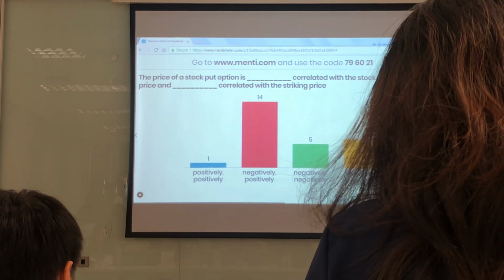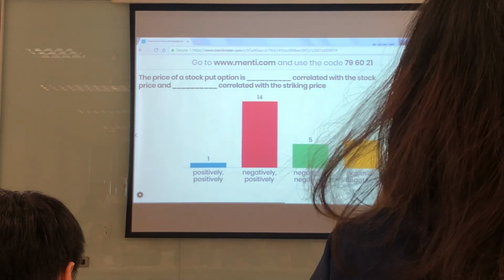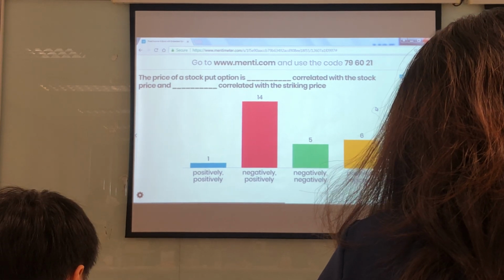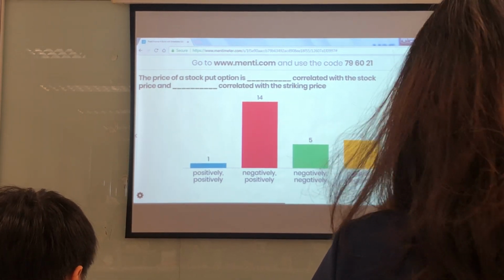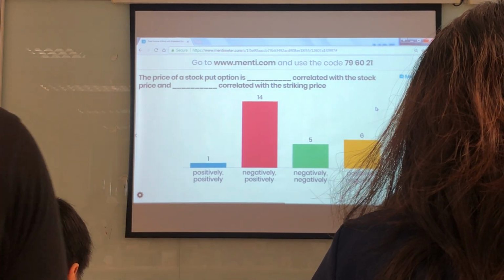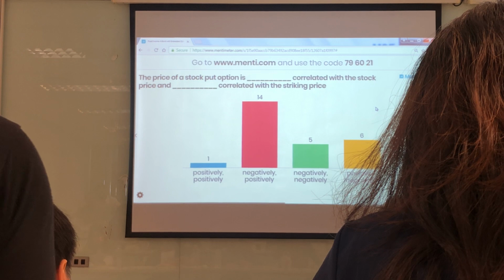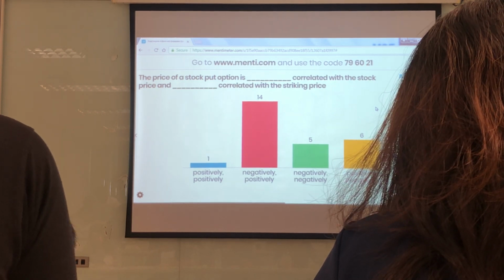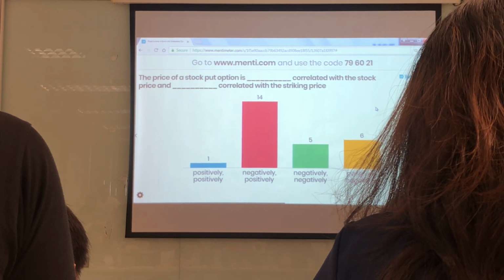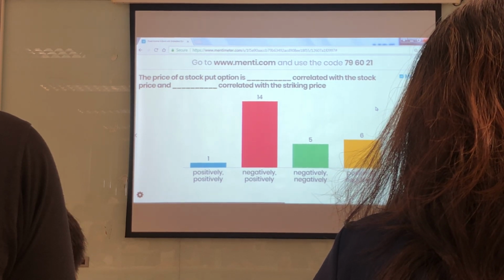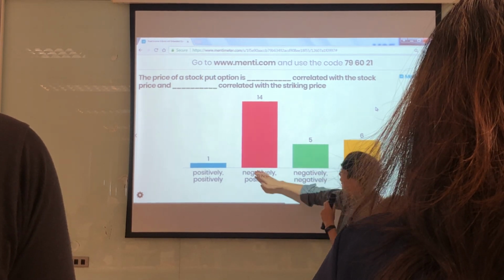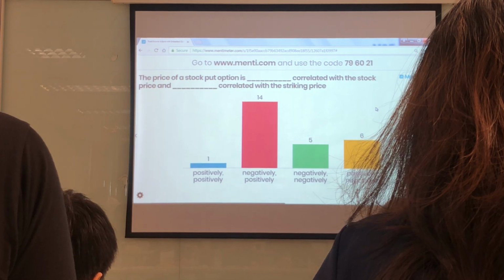So as you can see from the example, when the current stock price is high, the value of the put is low, because it's unlikely that we will exercise the put option, as we can sell the underlying asset at the market price in the stock market. So for this one, it is negatively correlated.